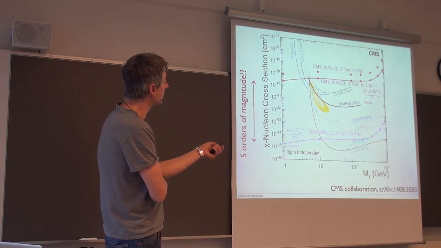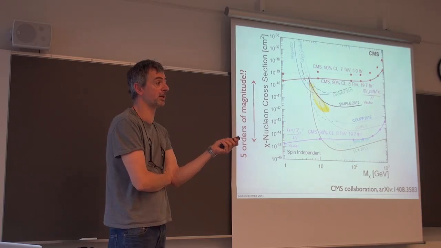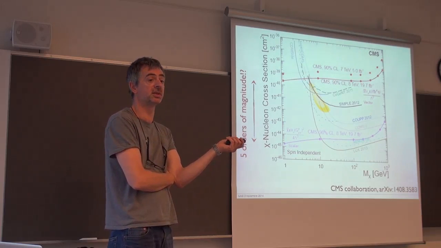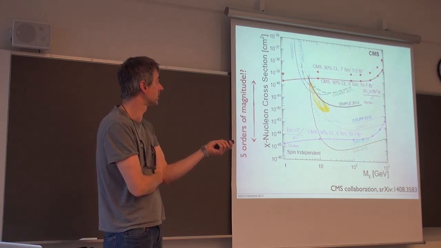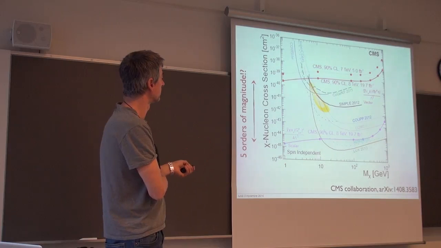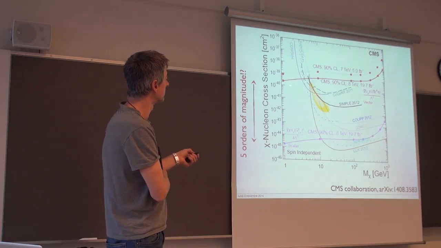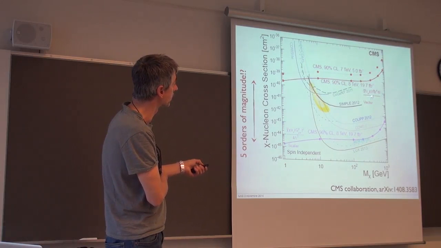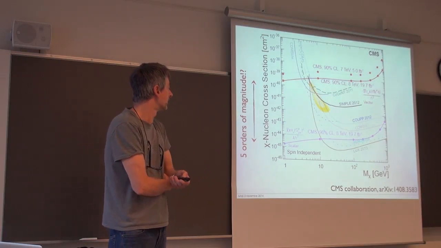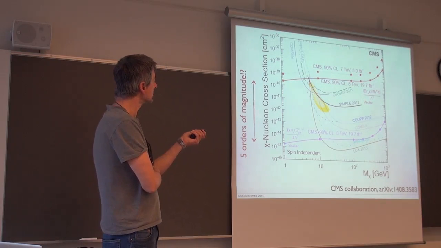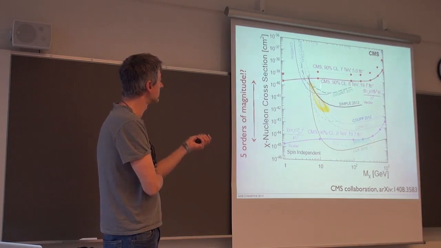In the same plane, you may report the limit that you get by looking for missing ET plus jets signals at the LHC. You don't see any excess on top of standard model physics, so that puts constraints on these operators, and these are these regions. Here, again for illustration, you have the one for this vector quark operator, and here for this dimension 7 operator.